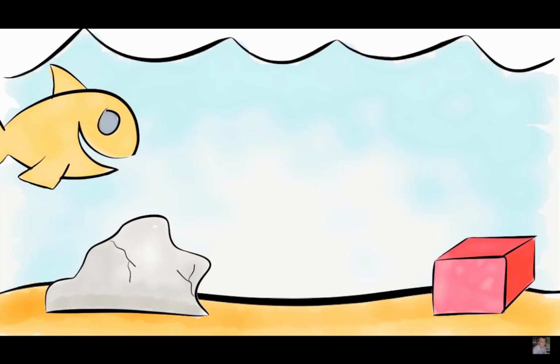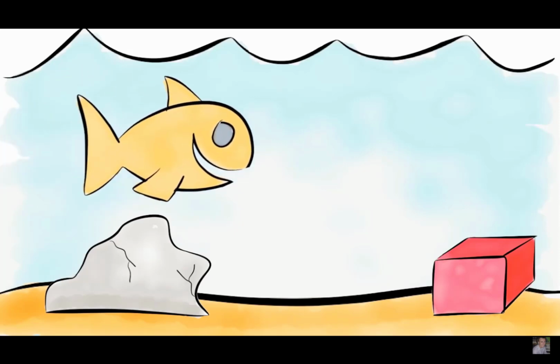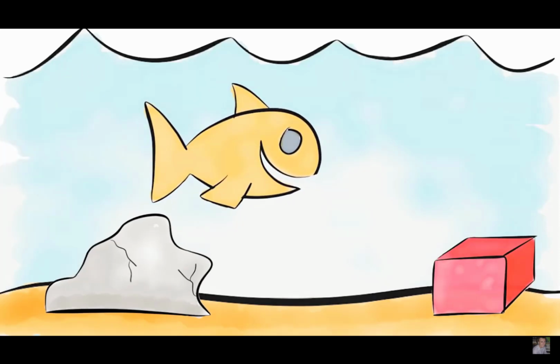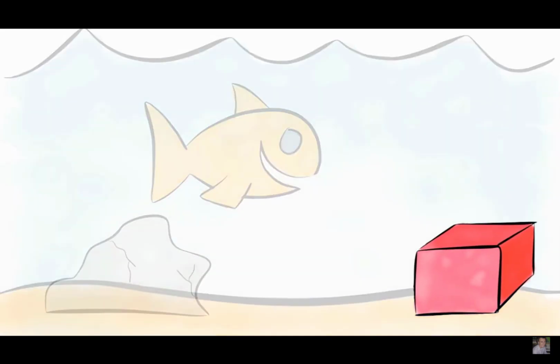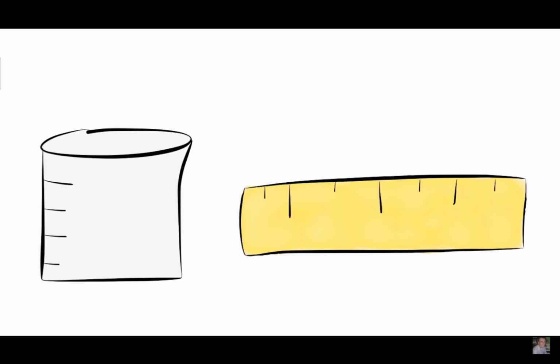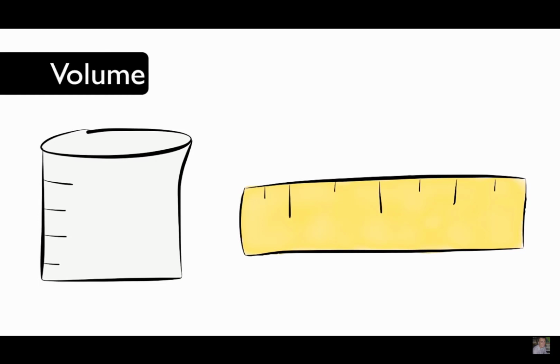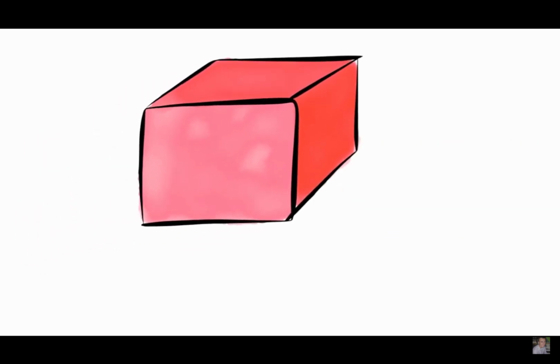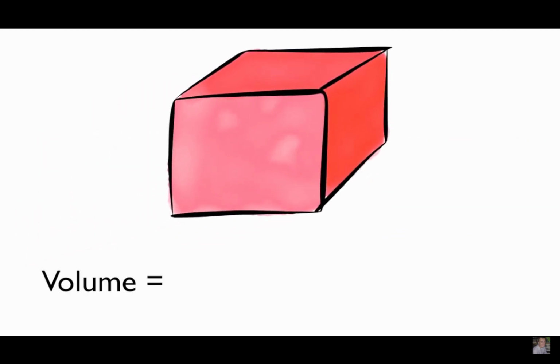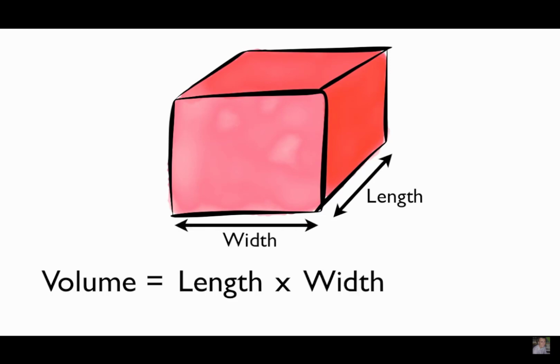Volume is the measurement of the amount of space an object takes up. In a fish tank, we can find out what takes up more space, the rock or the filter. We need to measure the volume of both objects. To find the volume of the filter, we use the formula: volume equals length times width times height.